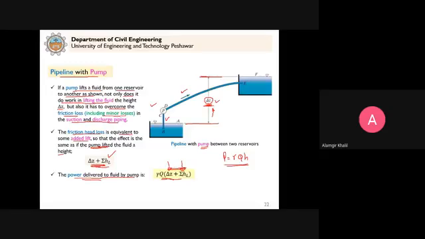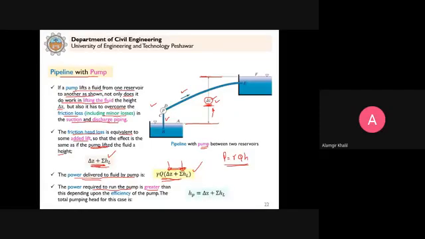If we do not include these losses, the pump will not be able to lift the water by delta Z, because some of the head will be lost as energy, as we are already studying. So this power has to be delivered by the pump. But actually the power required by the pump will be greater than this. Why greater than this?